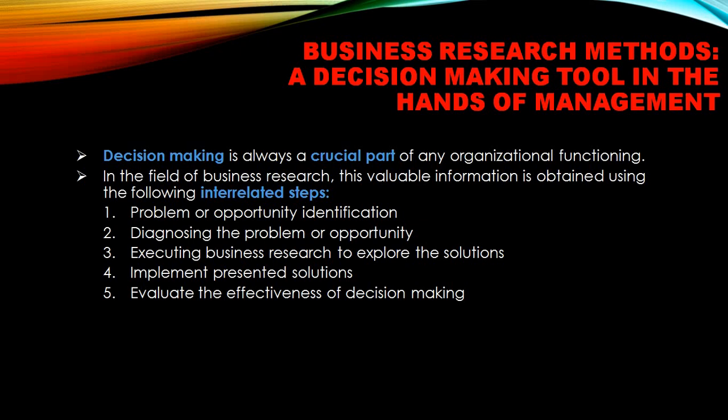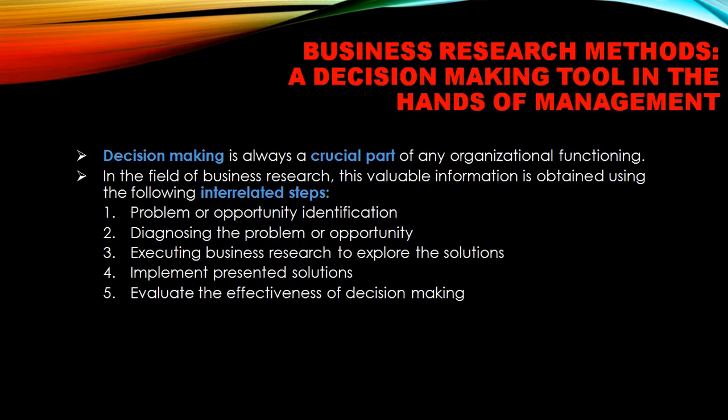So in the field of business research, this valuable information is obtained using the following interrelated steps. Mind it, these are interrelated. None of these steps operates in isolation. So let's see, the first one, problem or opportunity identification. You have to understand and identify a problem or an opportunity. Once you define your problem or opportunity, then you go diagnosing the problem or opportunity. You try to understand what could be the cause of this problem or opportunity. Why does this exist? So that becomes the stepping stone of your research.